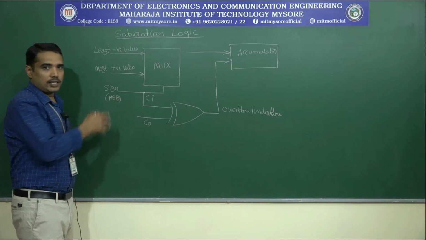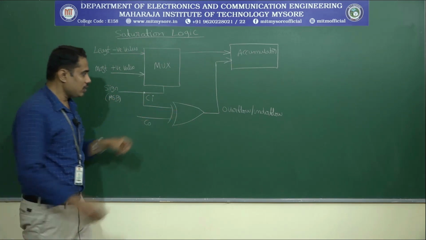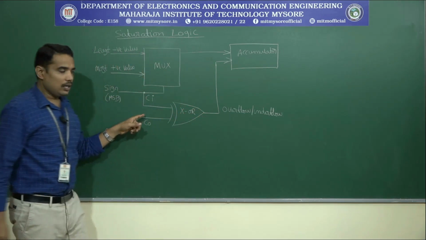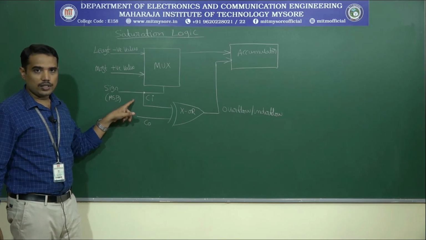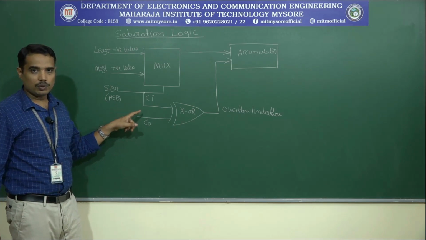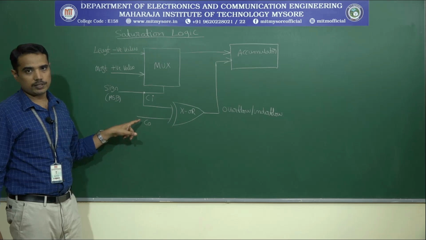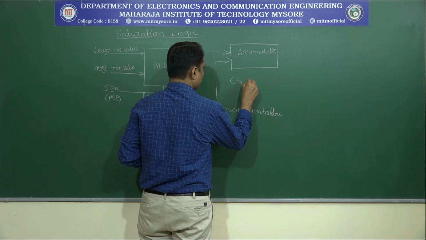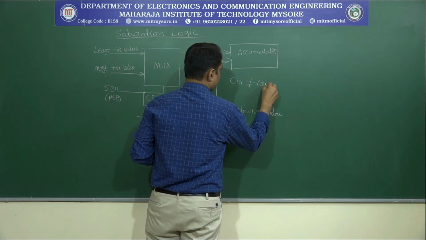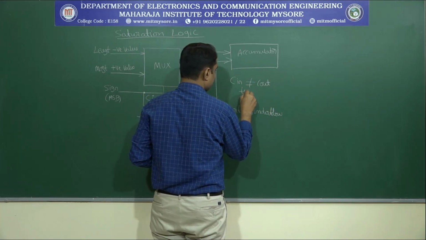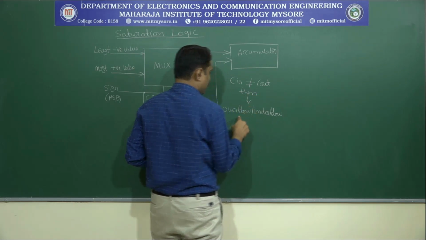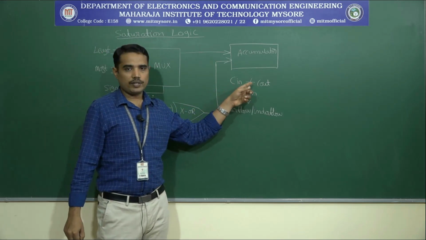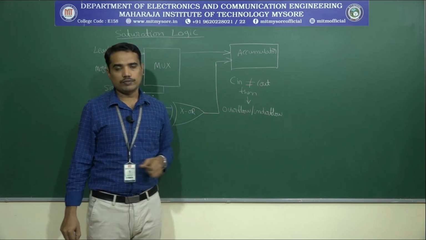Now in this case, for this XOR gate, the carry in to the MSB will not be equal to the carry out of the MSB. C in should not be equal to C out. That is the condition. If C in is not equal to C out, then overflow or underflow will occur. Then what is the actual meaning of carry in not being equal to carry out of the MSB?